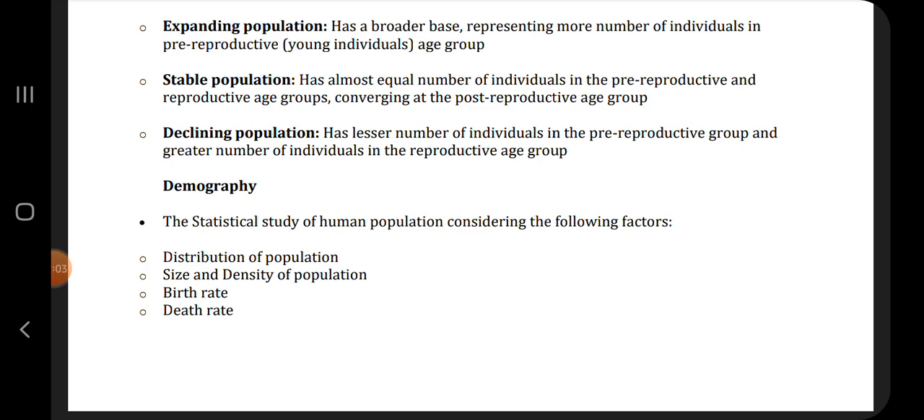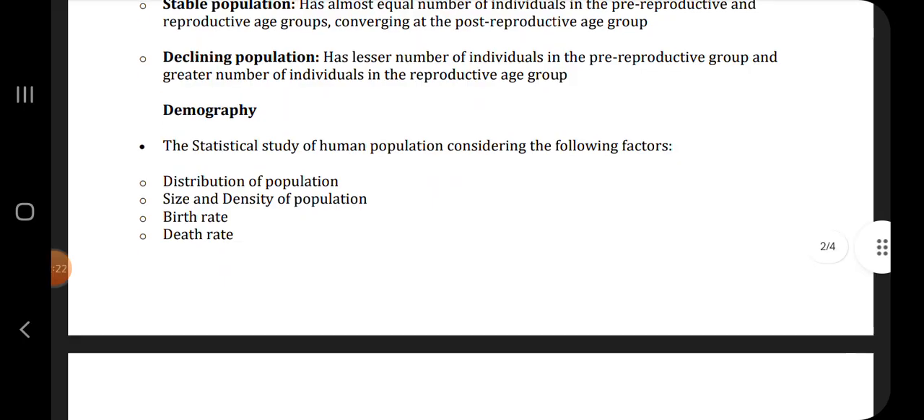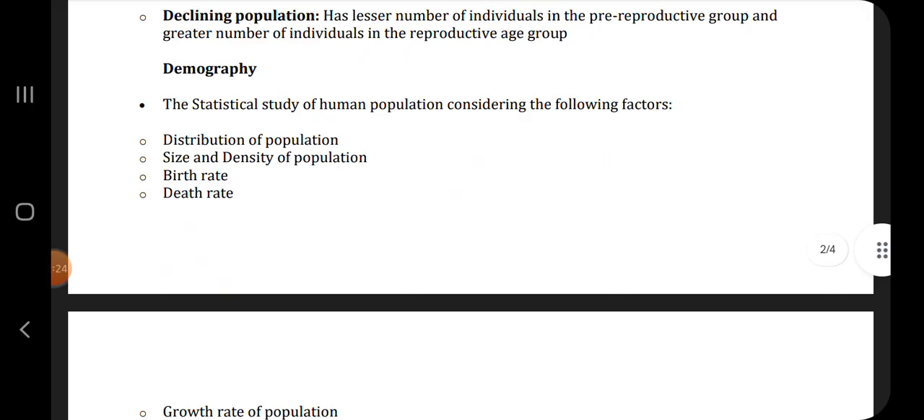Expanding population has a broader base representing more number of individuals in pre-reproductive age group, that is, young individuals. Stable population has almost equal number of individuals in the pre-reproductive and reproductive age groups, and fewer in the post-reproductive age group. Declining population has lesser number of individuals in the pre-reproductive group and greater number of individuals in reproductive age group.